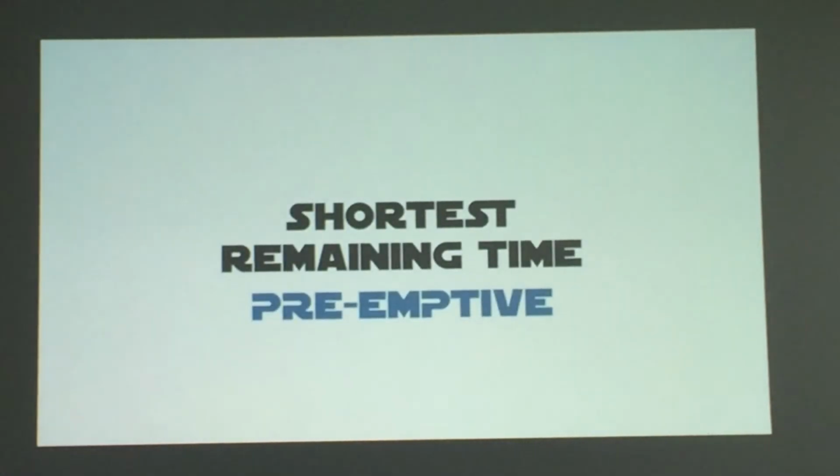Shortest remaining time is a preemptive version of SJN. So this means it has the power to interrupt a job being processed and favor a shorter job to replace it if it is in a waiting state.